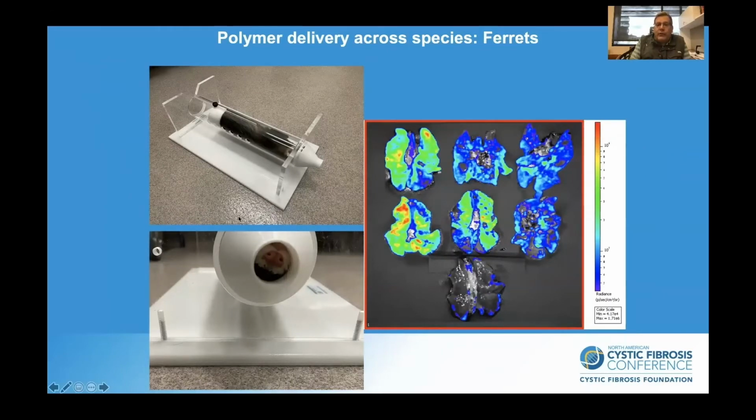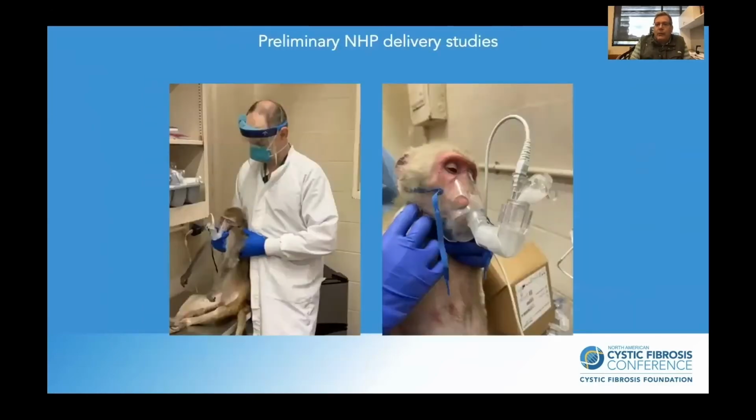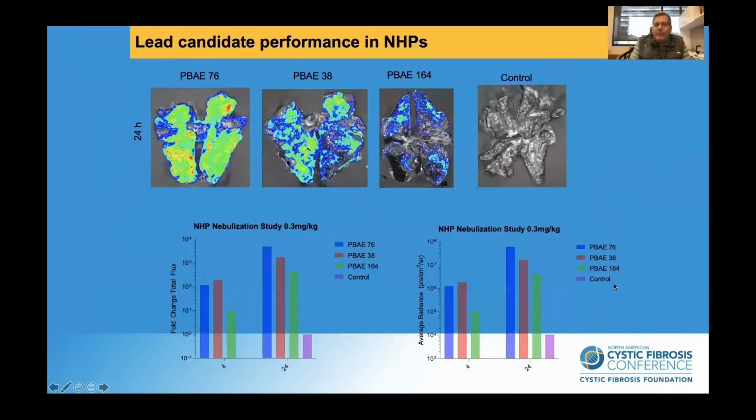So here are ferrets in a tube and a nose cone, and you can see expression again in ferrets using the same polymeric delivery approach. And we were able to go into a non-human primate also. This is in conjunction with Francois Villinger's lab at the University of Louisiana at Lafayette, the New Iberia Research Center. And this is a macaque using a pediatric mask and nebulizer. And we were able to get good success there also.